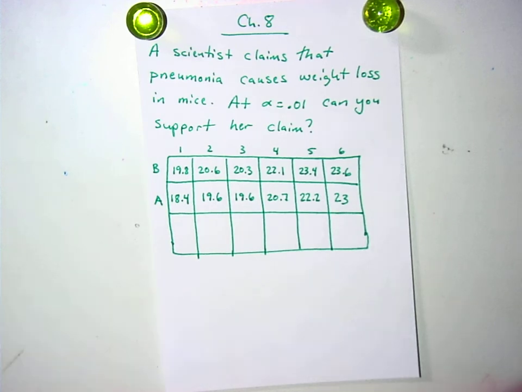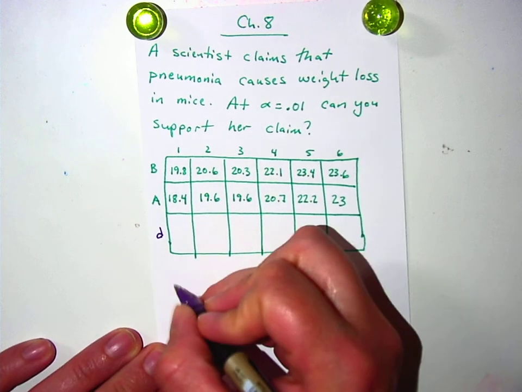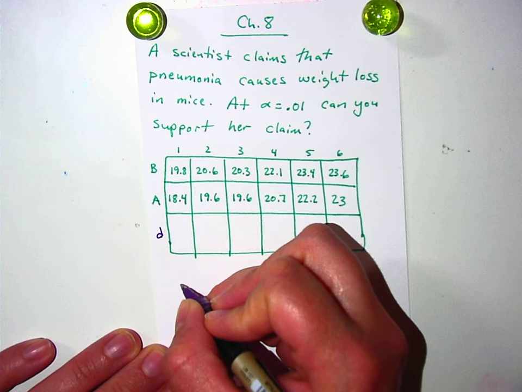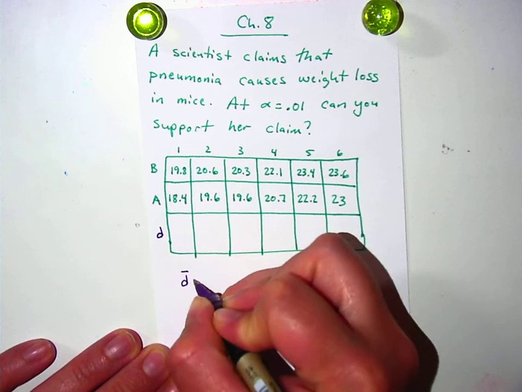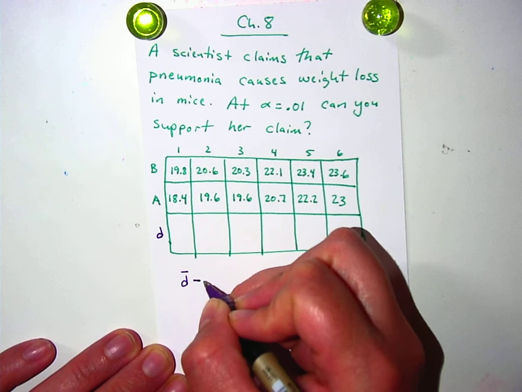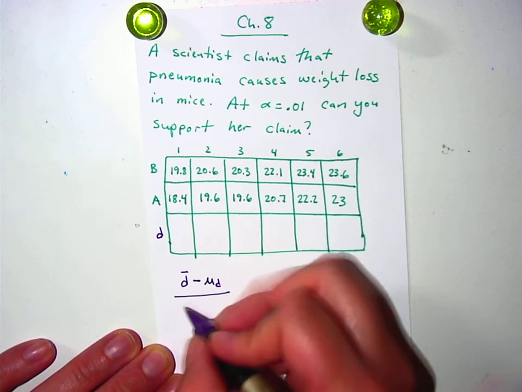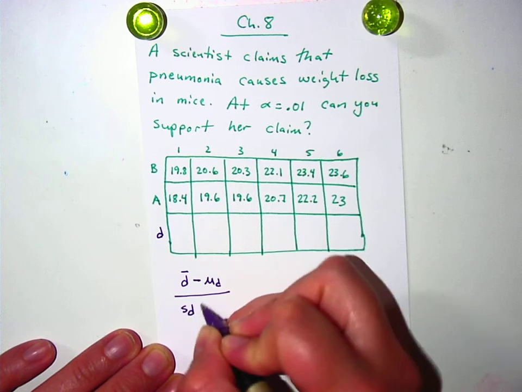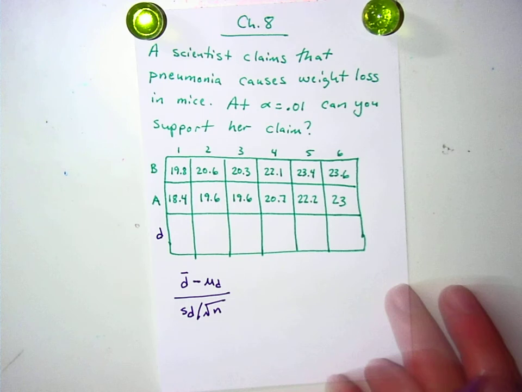Alright, so for this one, if you look up the formula, you find out that the formula is d bar minus mu sub d, divided by s sub d divided by the square root of n. So those are the things we need.